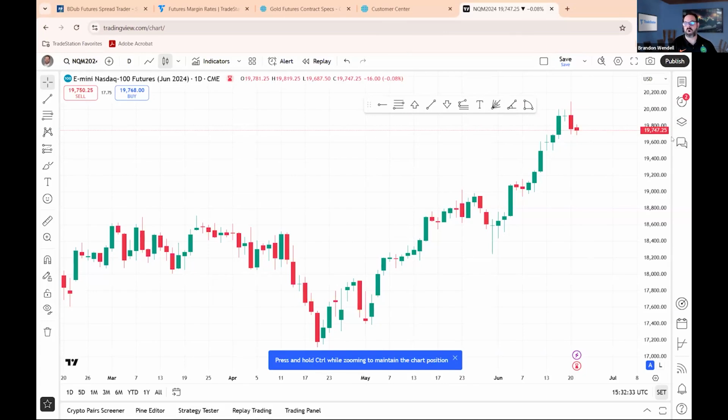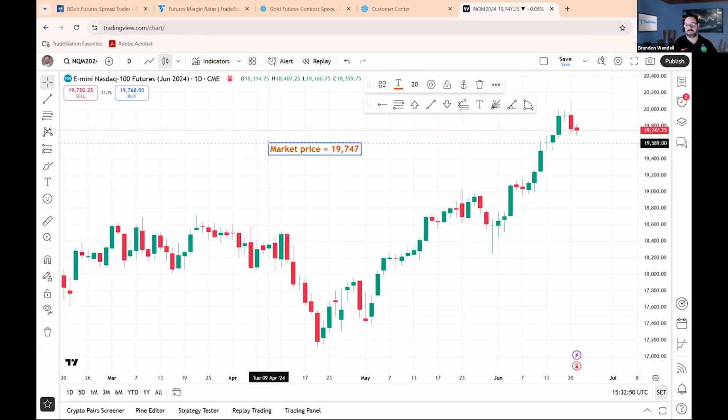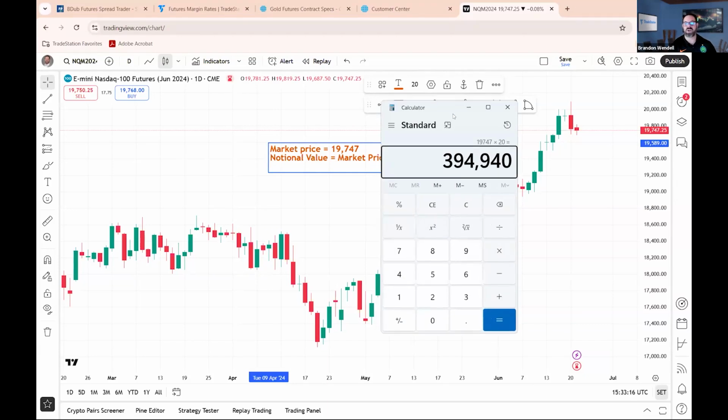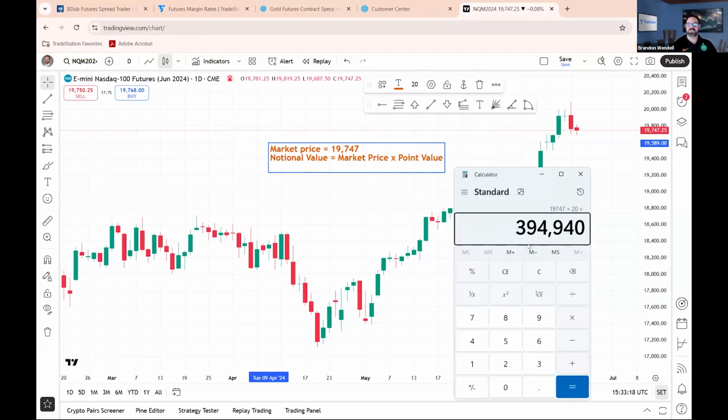Anyway, this is what's called the market price, 19,747.25. That's the market price that you're seeing on the chart. I'm just going to leave it at 19,747. Now, the notional value is that market price times the point value. So in this case, we have 19,747 times 20. Basically, one NASDAQ contract is valued at almost $400,000. That's notional value. So if I want to trade the NASDAQ versus the Russell, remember the Russell doesn't have the same point value, does it? The Russell has a point value of 50, and the volatility and movement of it is different.